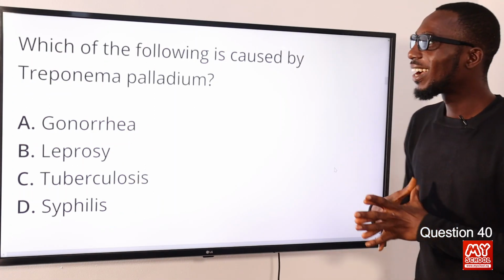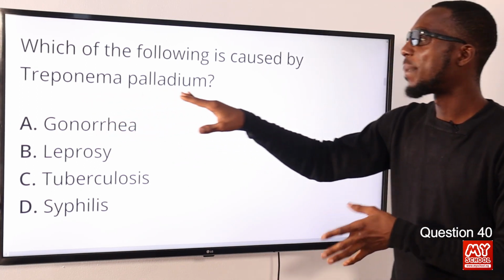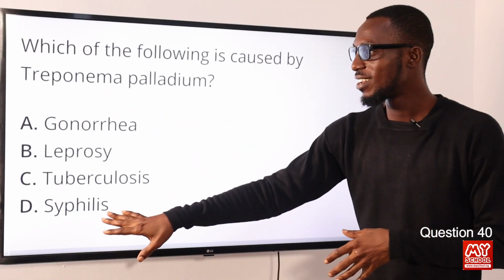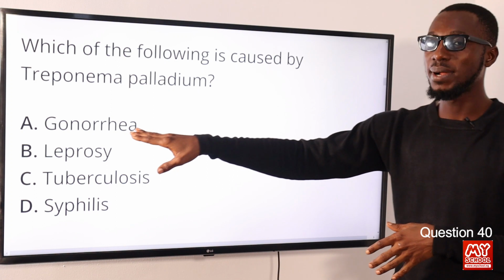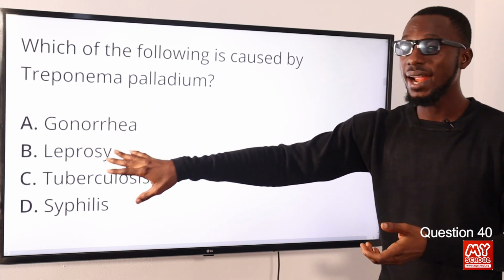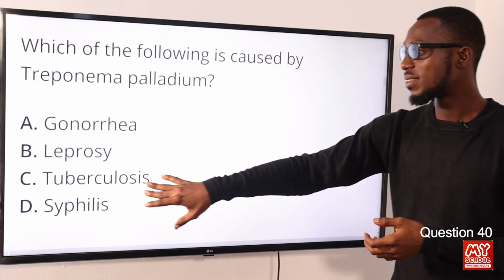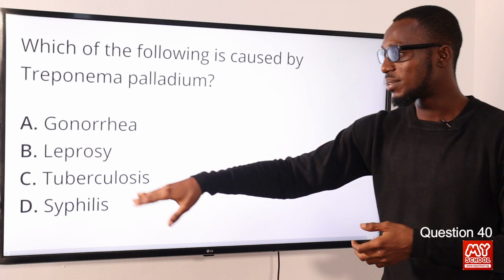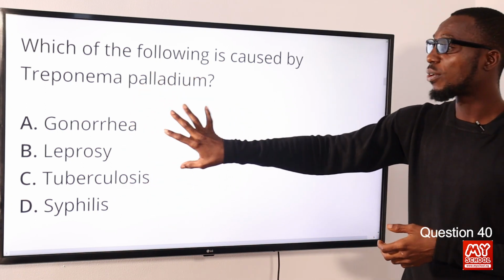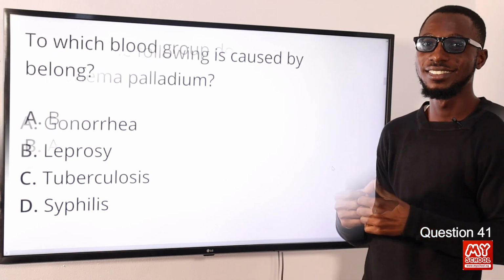Question 40. Which of the following is caused by the pathogen Treponema pallidum? That is syphilis. When you come to gonorrhea, we are talking about the pathogen Neisseria gonorrhoeae. Leprosy, Mycobacterium leprae. Tuberculosis, Mycobacterium tuberculosis. So syphilis is the one with this pathogen. So the correct option here is option D for syphilis.